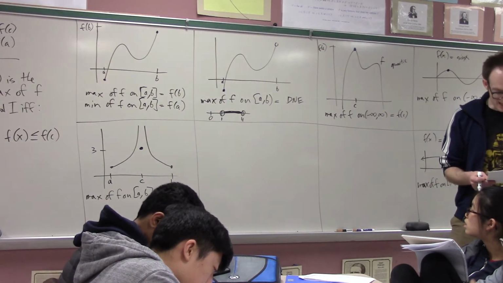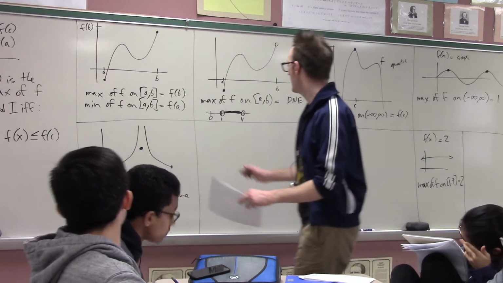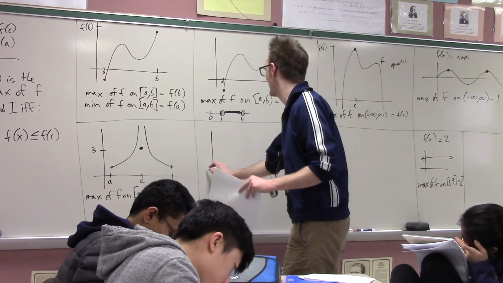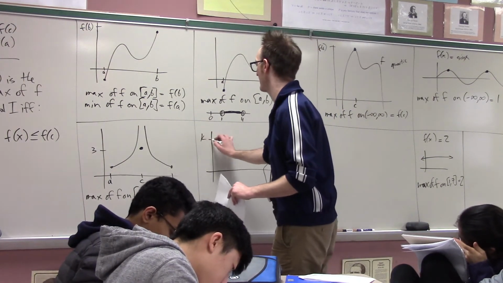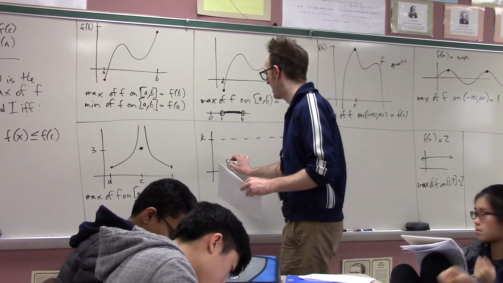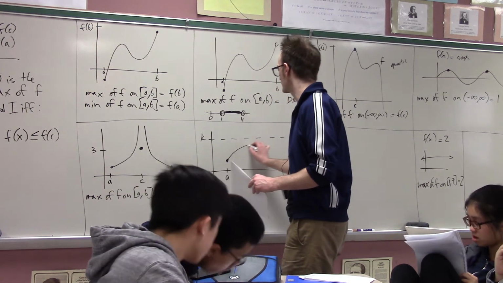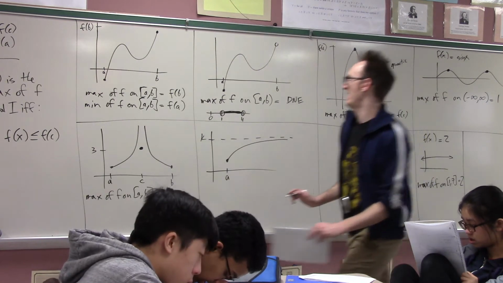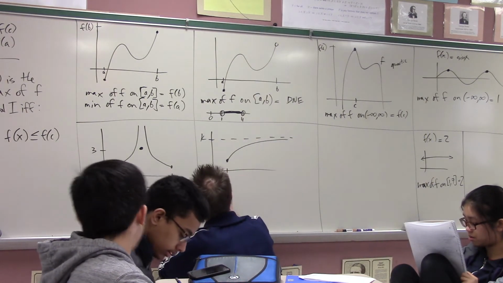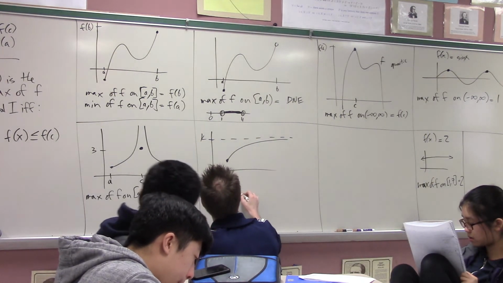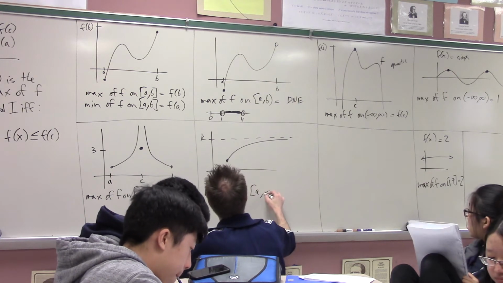Okay. Two more, three more. What if you have a function which is just kind of chilling up towards some sort of asymptote? So here's like k, and here's a, and the function's just kind of doing that. So what is the max of f on the interval from a to infinity?